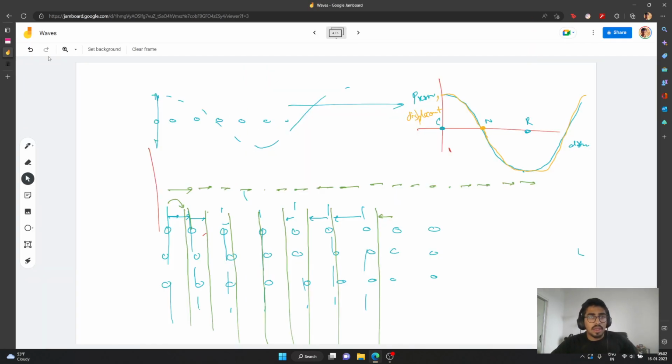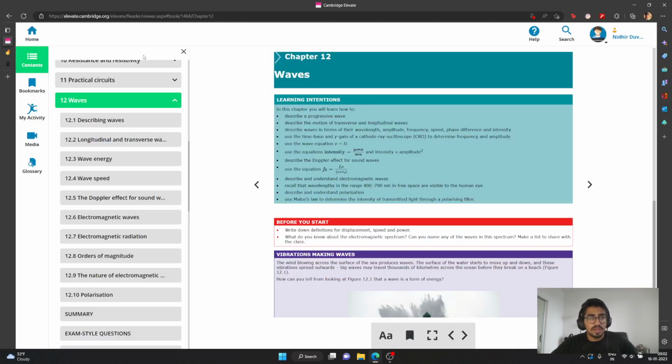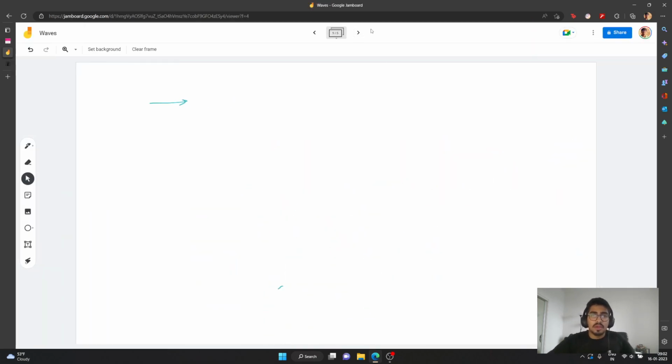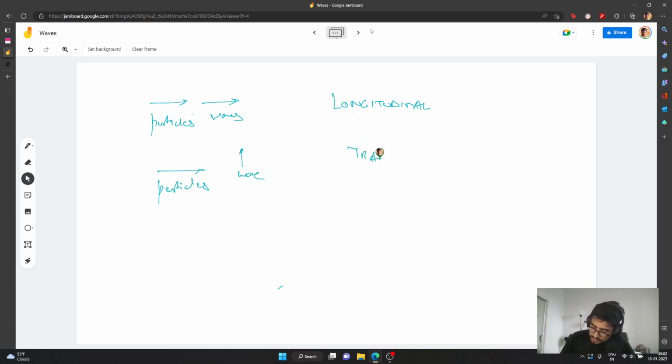So yeah, just a small recap. We discussed two kinds of waves, right? We said that if the motion of the particle is in the direction of the wave motion, then it's called longitudinal. And then we said if the particles are moving in a perpendicular direction, then it's called transverse, right?